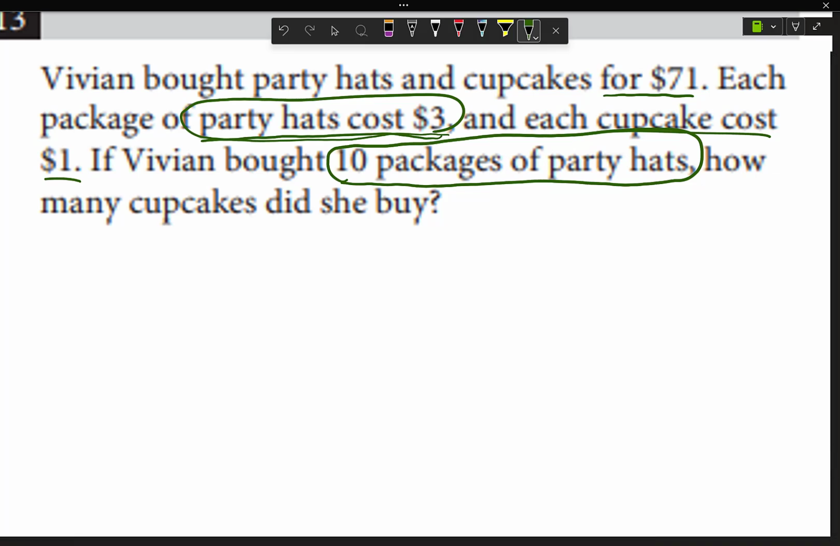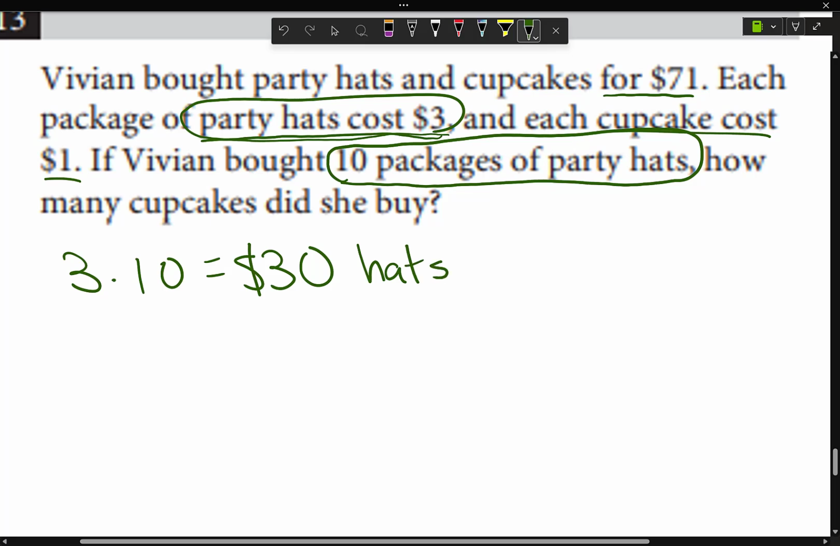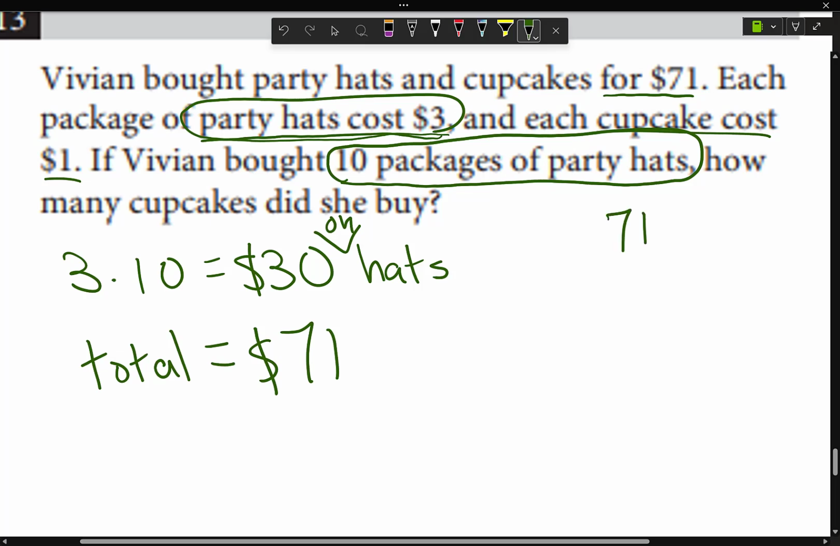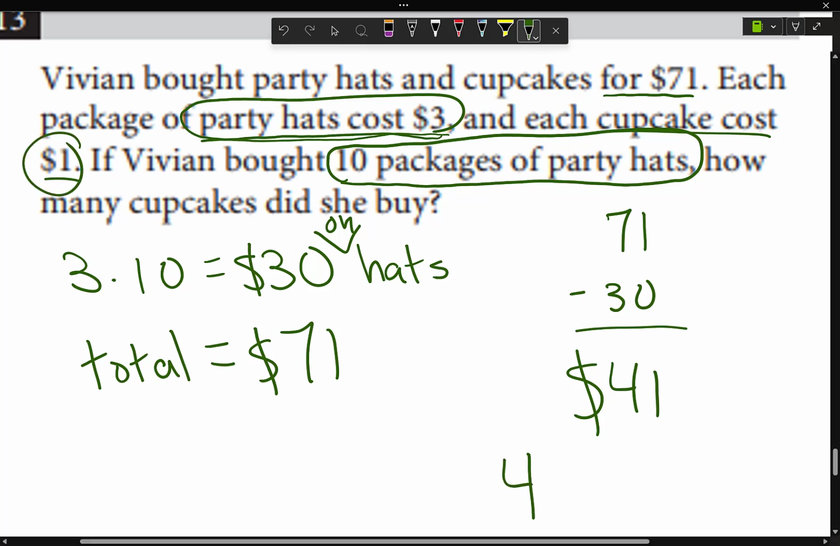Because those go together. So she altogether spent $30 on hats. Well, she spent a total of $71 back at the beginning. So that means the difference between these two, of 41, that means the last $41 have to be on the cupcakes. And since each cupcake costs only $1, that means she's purchased 41 cupcakes.